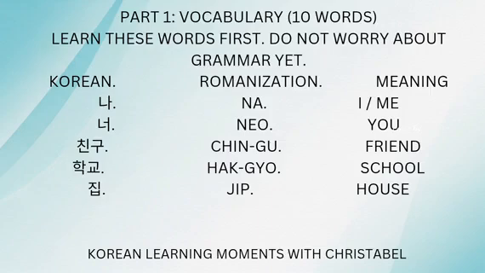Now our first word is na, which simply means I or me, depending on the context it is used in. A second one is no, and this means you. The third one is chingu, and this simply means friend. The fourth one is hakgyo, and that is school. And the fifth one is jip, which is house.